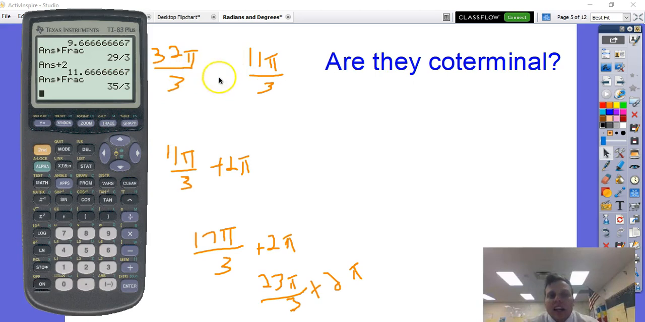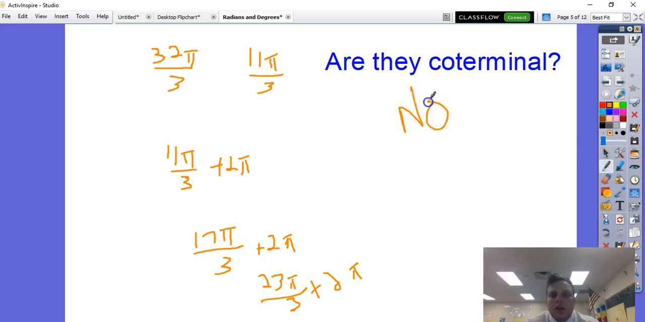So are these two then coterminal? Do they fall at the same spot in the circle? No, they do not.